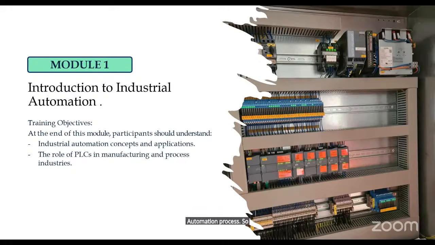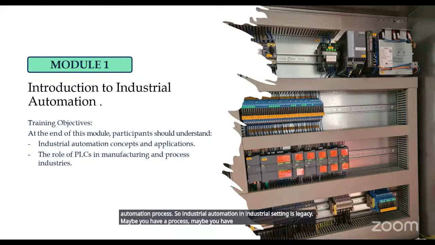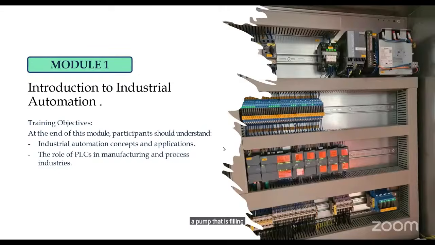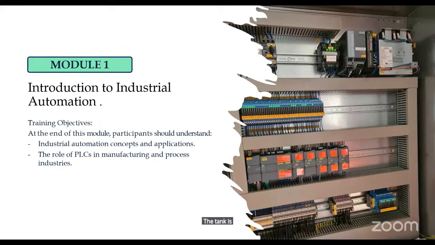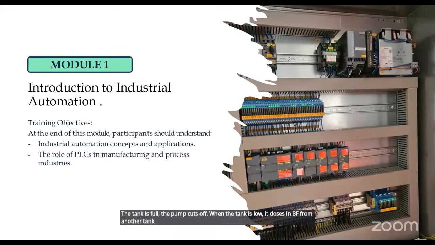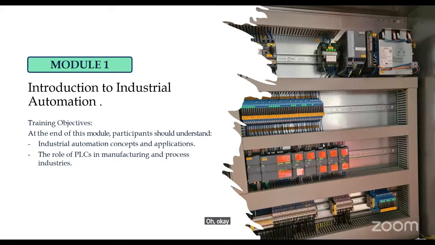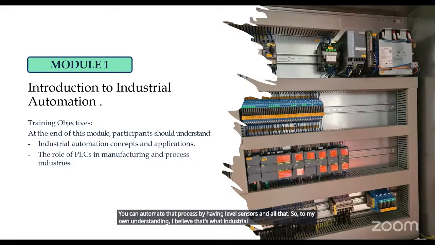So industrial automation in an industrial setting is, let's say, you have a pump that is filling a tank, a bright beer tank, and when they've produced the beer and dosed it into the tank, you want it so that when the tank is full, the pump cuts off. When the level is low, it doses in beer from another tank. You can automate that process by having level sensors and all that. So to my own understanding, I believe that's what industrial automation is all about.